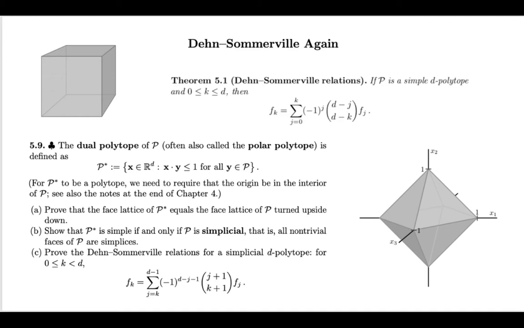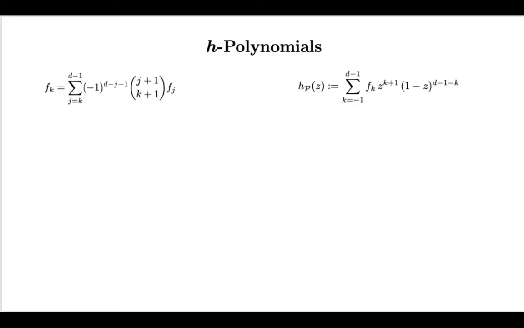And the dual version, and we briefly talked about this in the videos for chapter 5, is a simplicial polytope. So a simplicial polytope has facets that are all simplices. And there is a version of Dehn-Somerville for simplicial polytopes, and it's given in exercise 5.9. Namely, if your polytope has dimension d, you have these relations among the face numbers. So this was just a review.